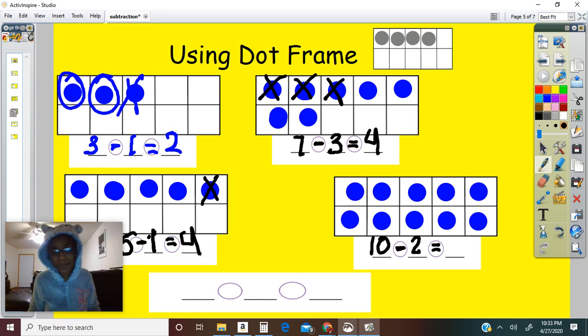What about this one? We have 10 and we have to subtract 2. Let's do it. 1, 2.